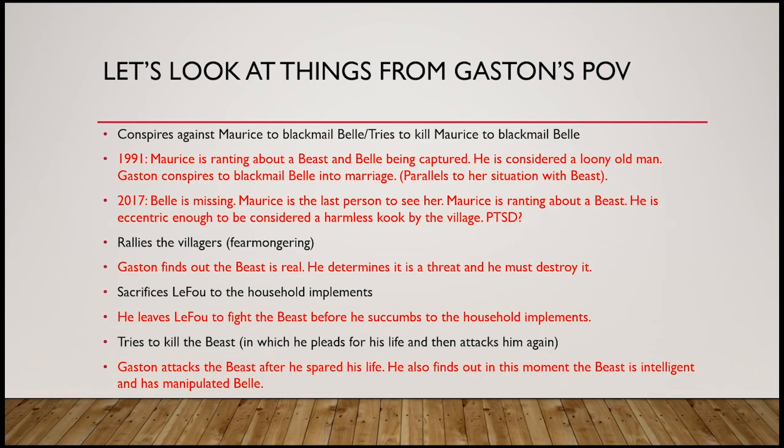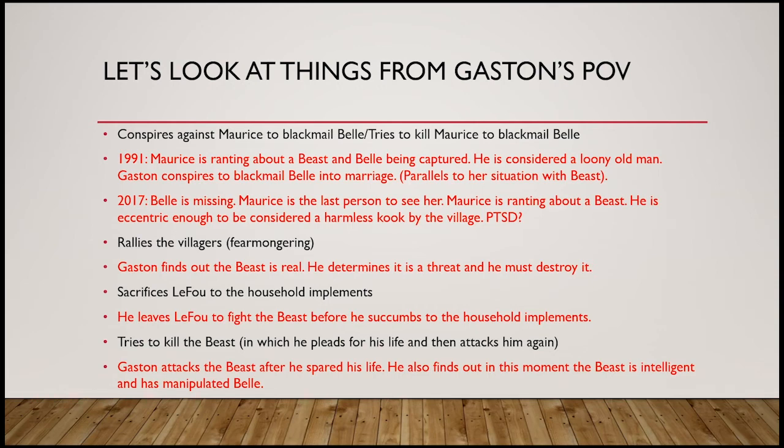One of his other offenses is that he rallies the villagers in fear-mongering. This to me is not really something bad at all and shouldn't be considered one of his villainous characteristics. If we think about it from his perspective, he just found out a huge, terrifying, dangerous beast is real and very close to the village. He determines it's a threat and he needs to destroy it.